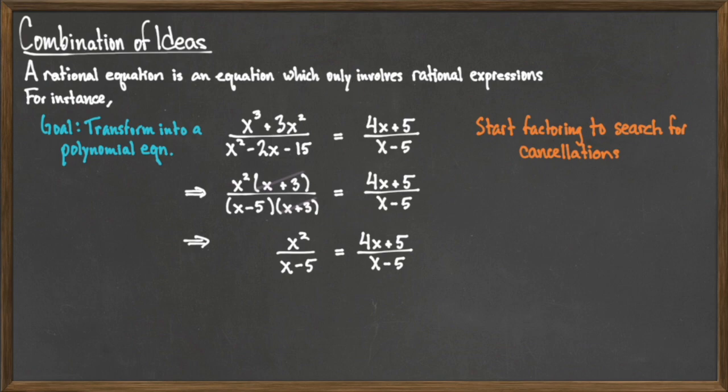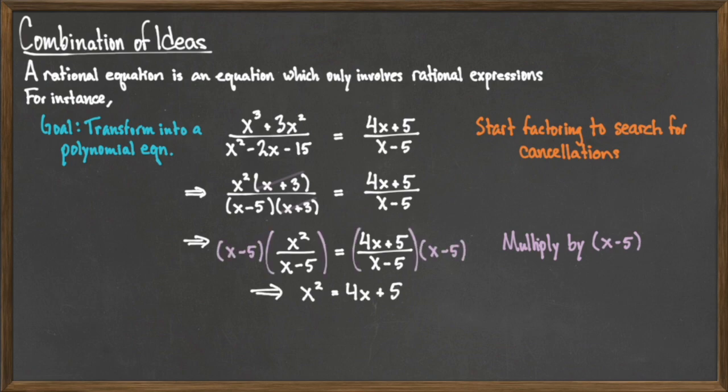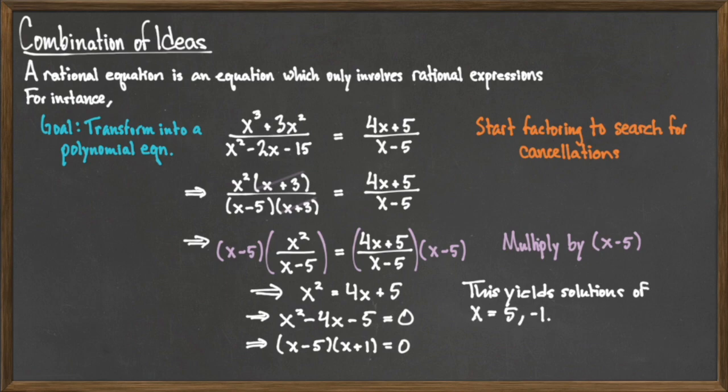To turn this into a polynomial equation, I'm going to multiply both sides of the equation by both denominators that I see. But for us, I have the same denominator in both cases. So I'm just going to multiply both sides by the quantity x minus 5 so that it cancels out and leaves me with the quadratic equation x squared equals 4x plus 5. Now we're just in a section 1.8 case. I'm going to take this and write it in standard form. I'm going to notice that it factors into (x minus 5) times (x plus 1), and this is going to give me the solutions of x equals 5 and x equals negative 1.